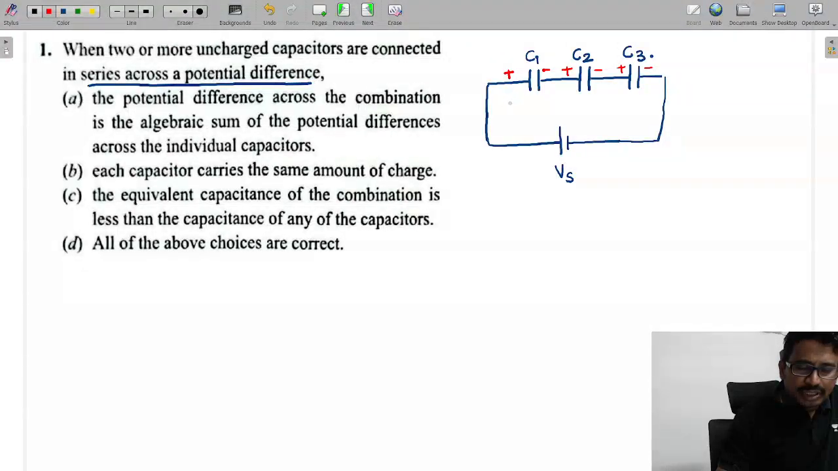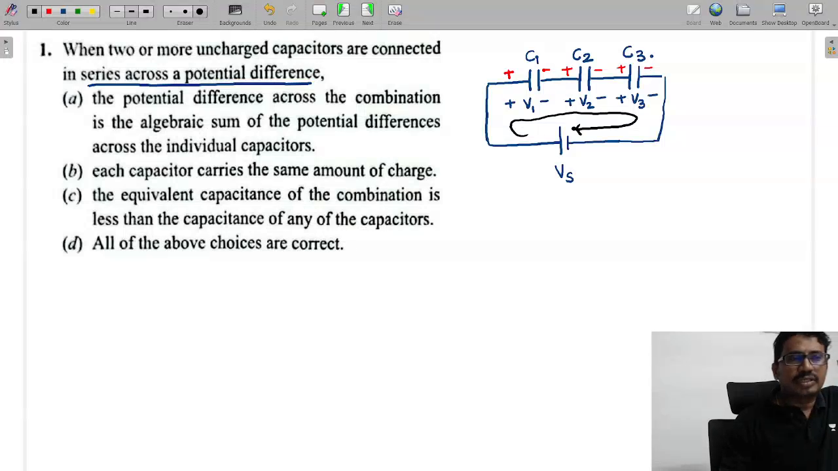Now the potential across this one, which I am calling V1, potential difference V1. The potential difference across the second capacitor is V2, and across C3 is V3. Now we can apply the KVL in this loop. What is the KVL? The algebraic sum of the potential differences across each capacitor in any closed loop is 0.